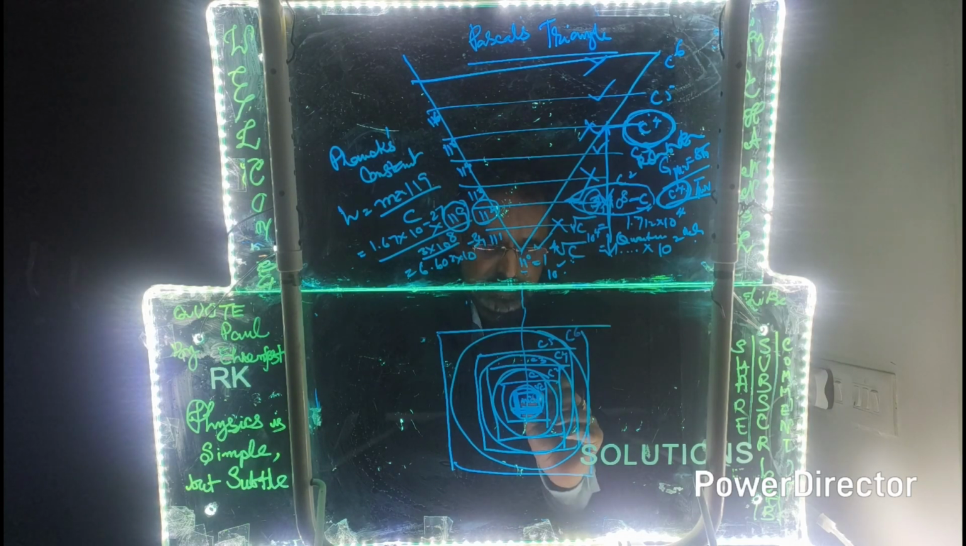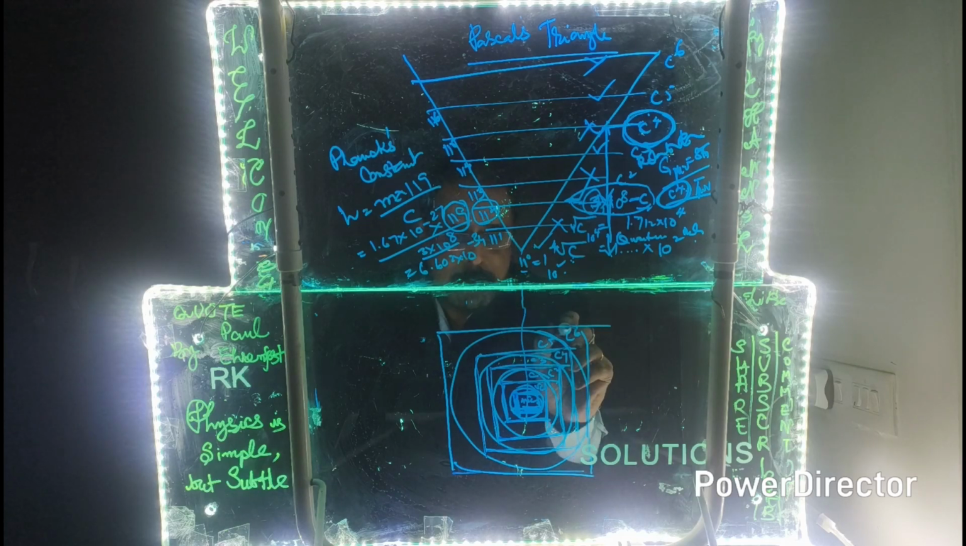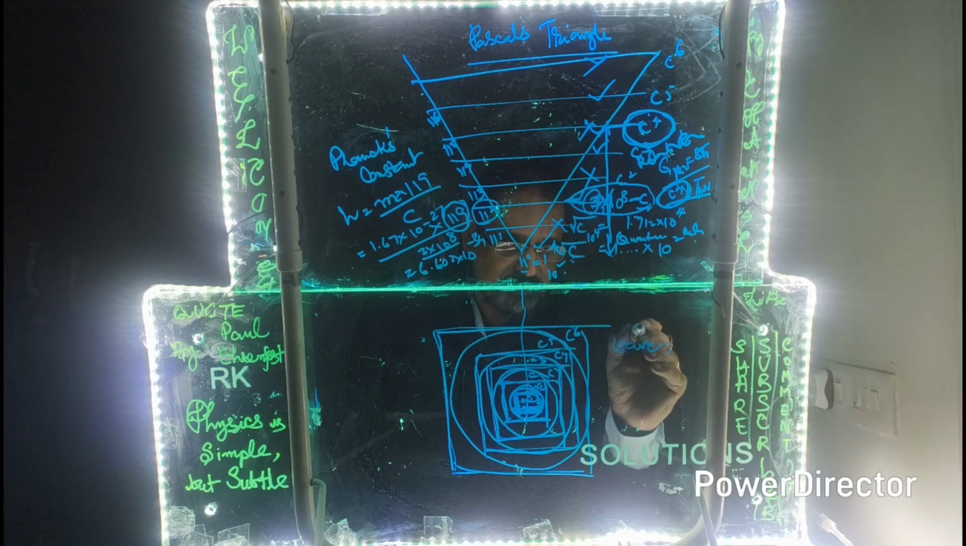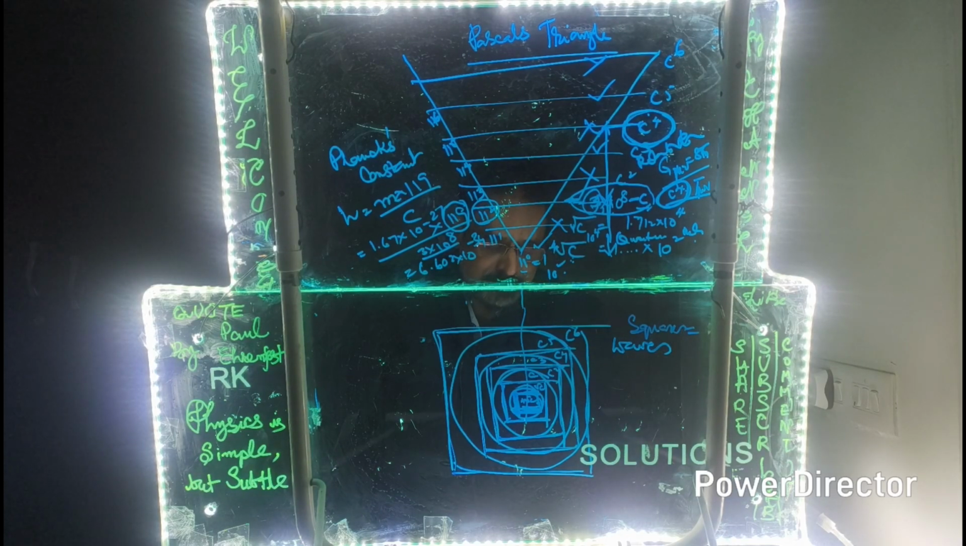So basically, this is a wave. All the squares here, this one, this one, this one, this one, all waves. Squares equal to waves. Spheres equal to particles.